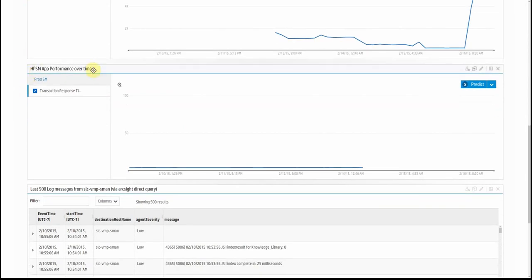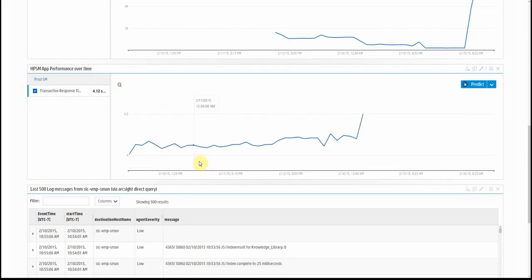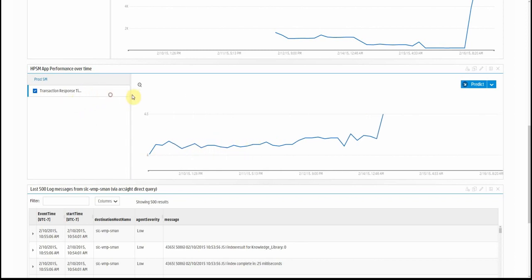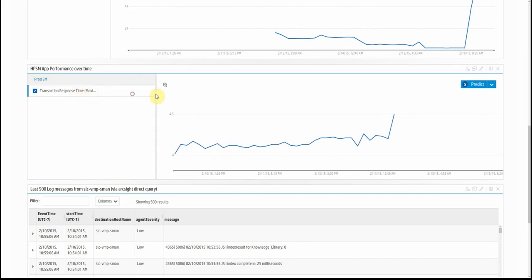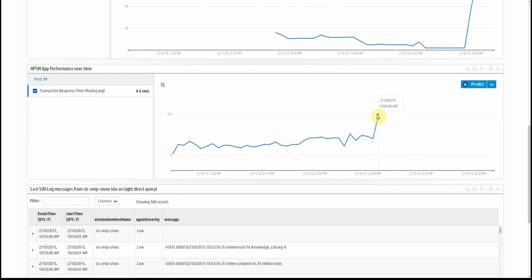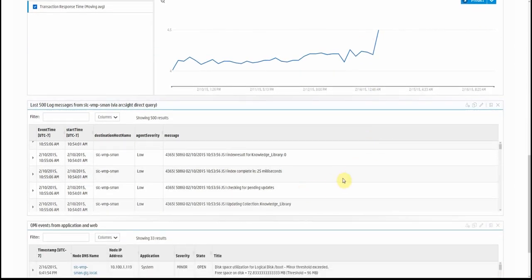Continuing on down the dashboard, we can see the HPSM application performance over time, and we can start to see this trend of the transaction response times. That's a moving average, I believe. Yep, that's the moving average of the transaction response time. So we can take a look at this. We can see that we're humming along pretty good, until 6 a.m. on the 14th. Of course, that's the point in time where we lost some disks on the Oracle server, application goes unavailable. Obviously, the transaction response times are going to die off at that point. But you can start to see some correlations across these dashboards in that capacity.